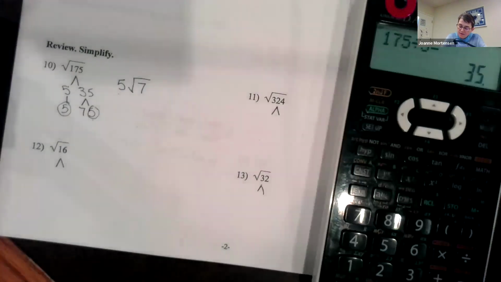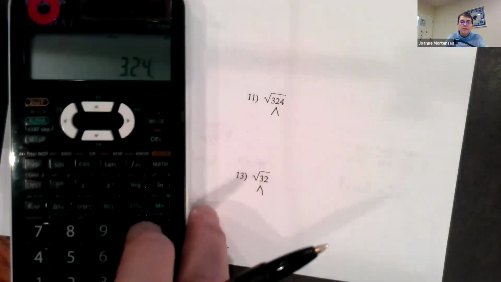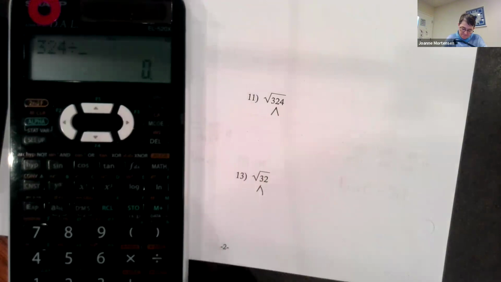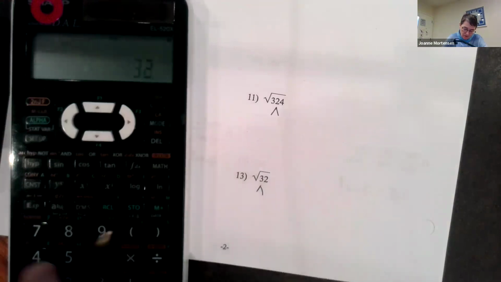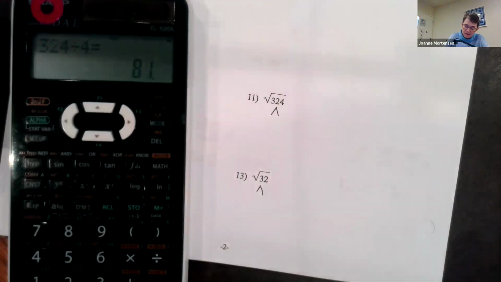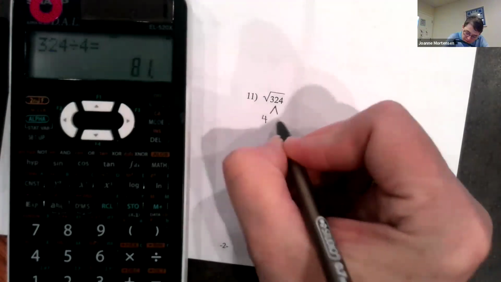324. I have no idea. I know it's an even number, but I'm going to guess. 324. I'm going to try 16. Nope. 324 divided by 8. Nope. All right. 324 divided by 4. 4 times 81. Okay.